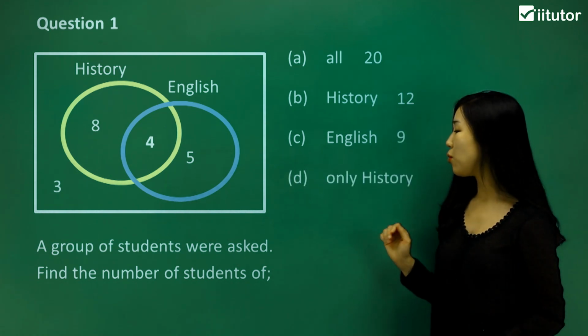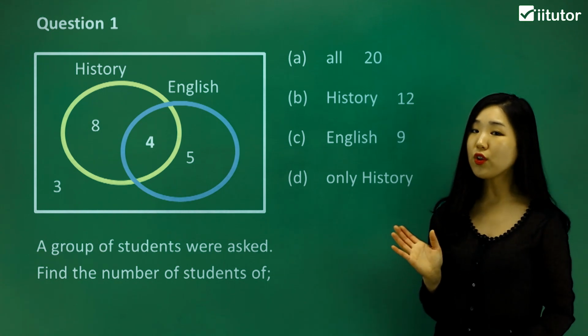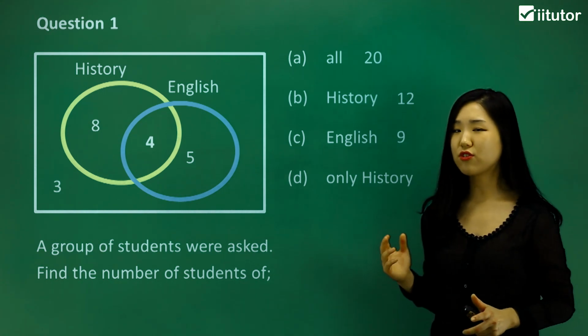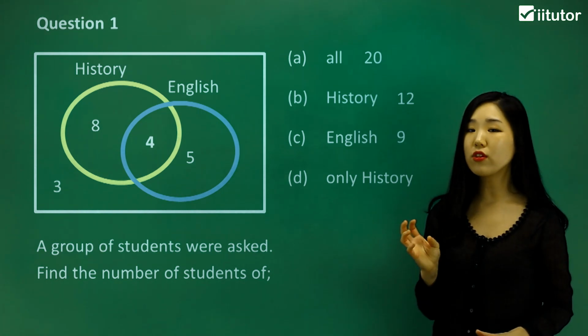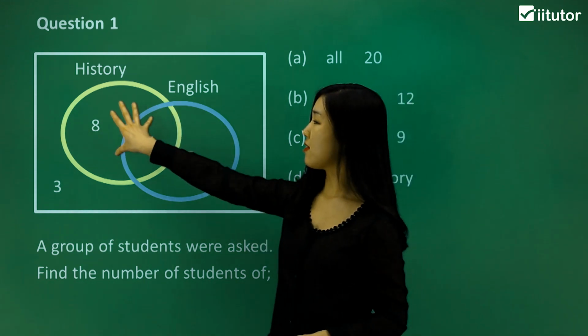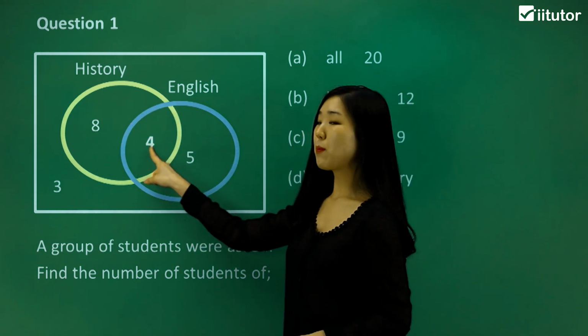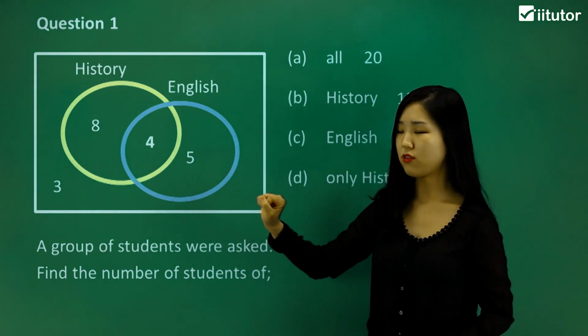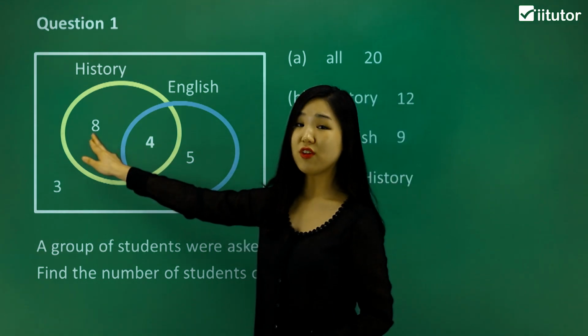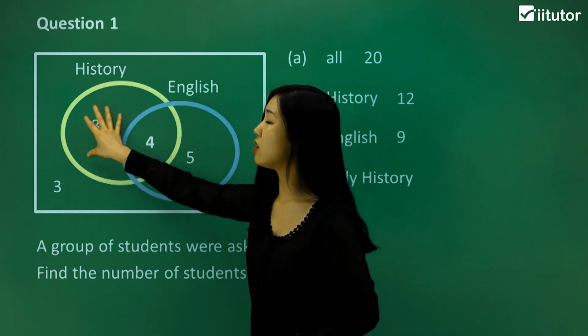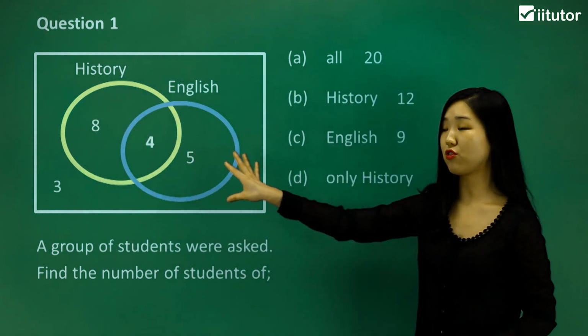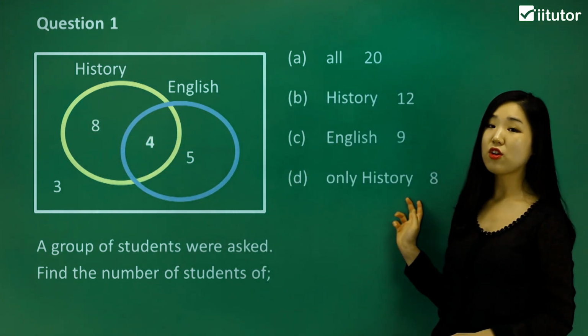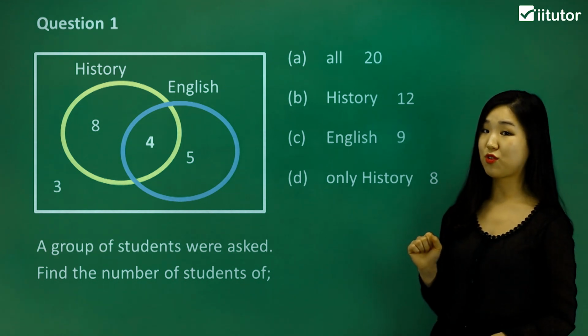Now, D, we want to know the students who do only history. So these students must not do English, they must only do history. So in the circle for history, the 4 people do history, but they also do English. So these are not the students that we want to count, but these 8 students, they are only within the circle of history. They don't overlap with English. So only the 8 students do history. Only 8 of them do history.